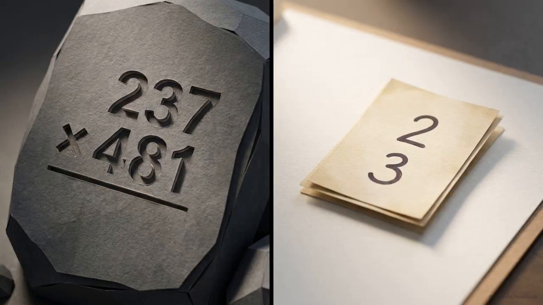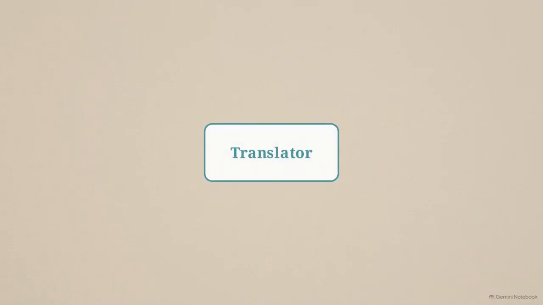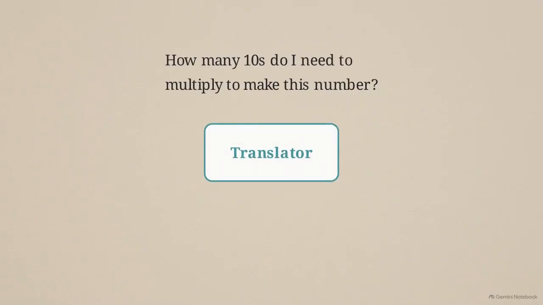They found a way to translate these massive, heavy problems into tiny, manageable numbers that are much easier to move around. This translator asks one specific question: how many tens do I need to multiply together to make this number? If you feed it 100, it spits out a 2, because 10 times 10 is 100.